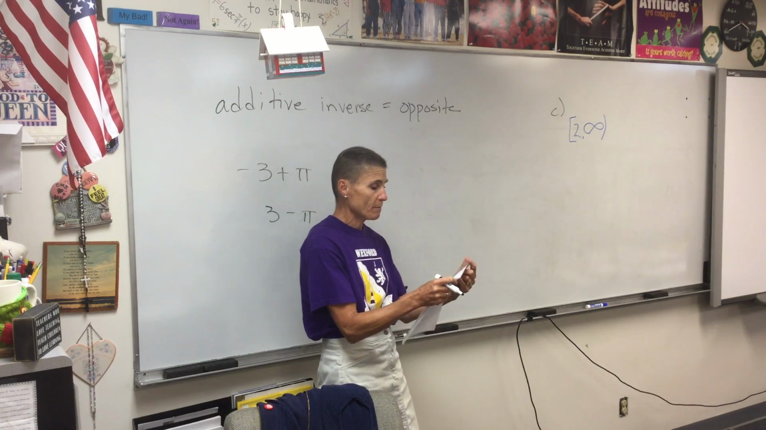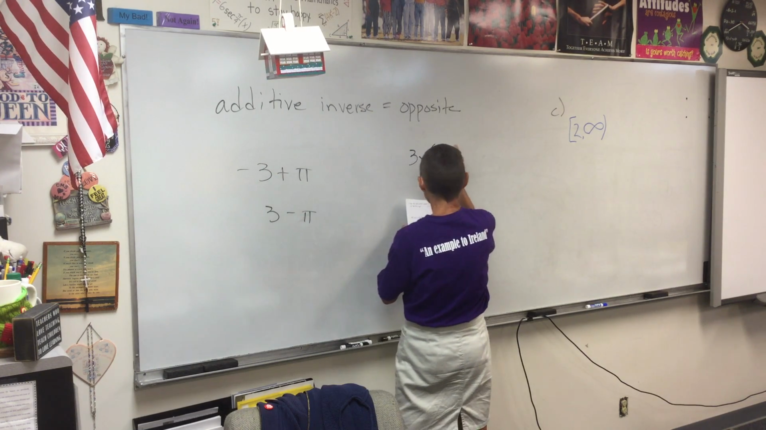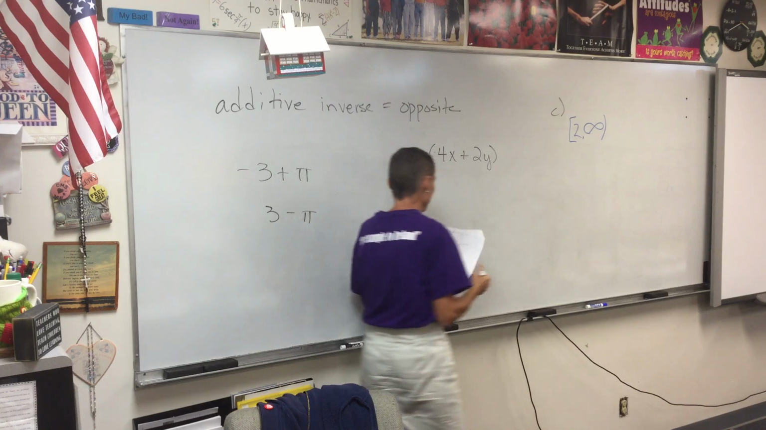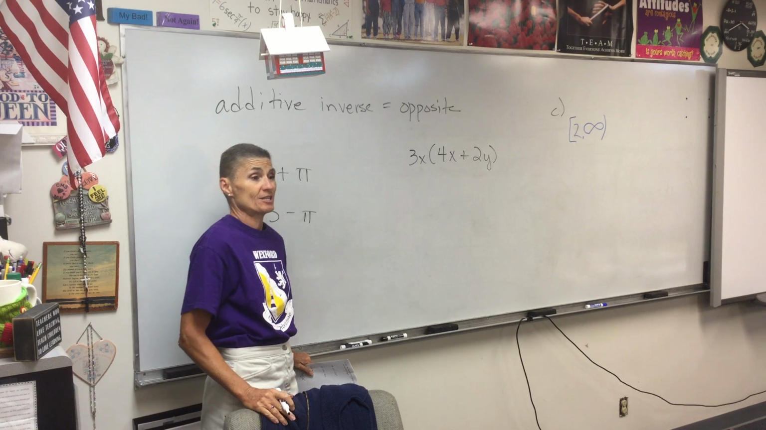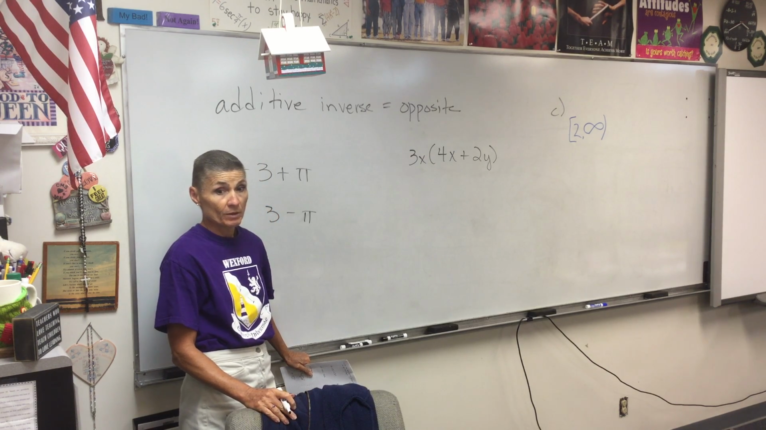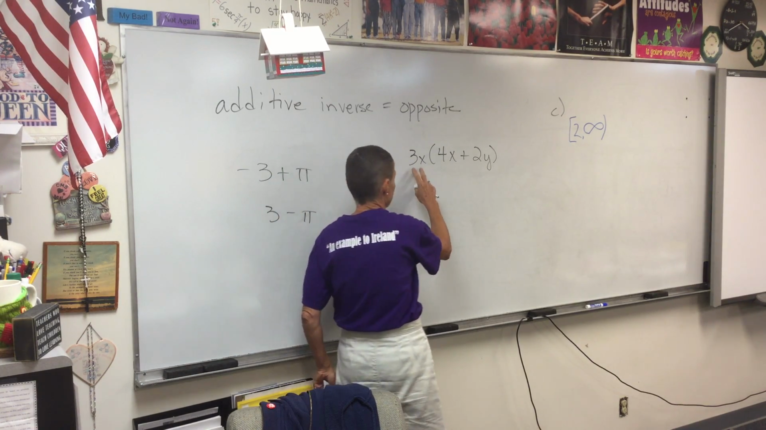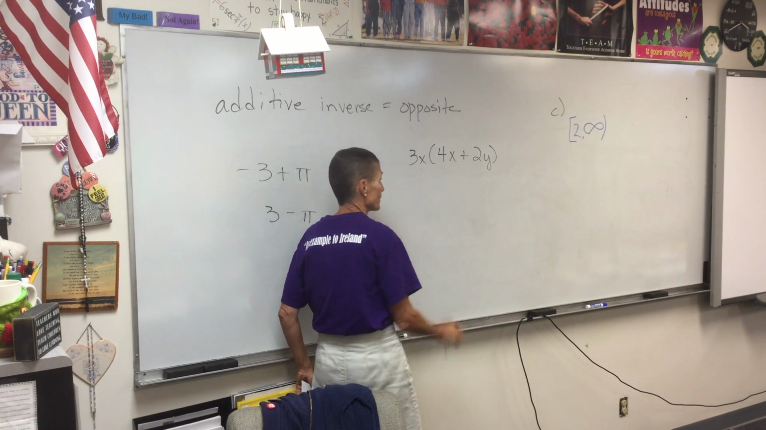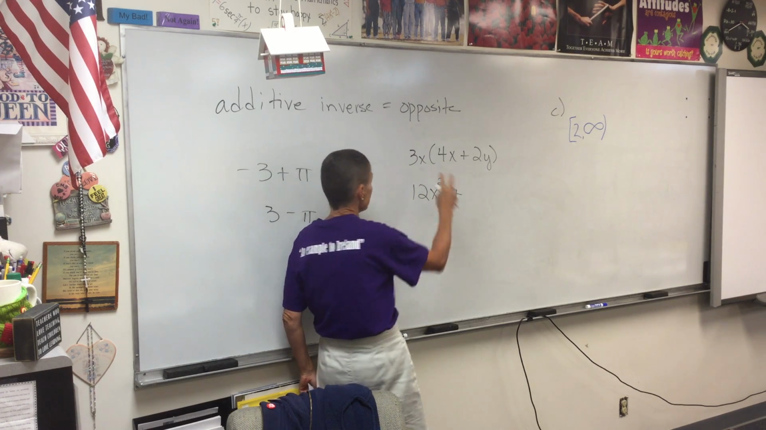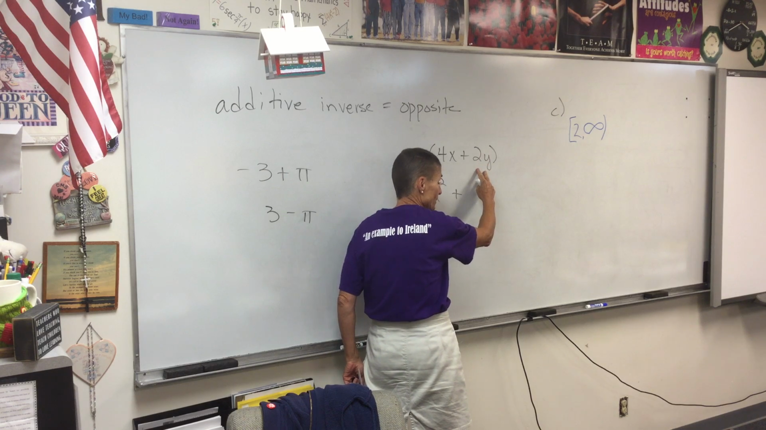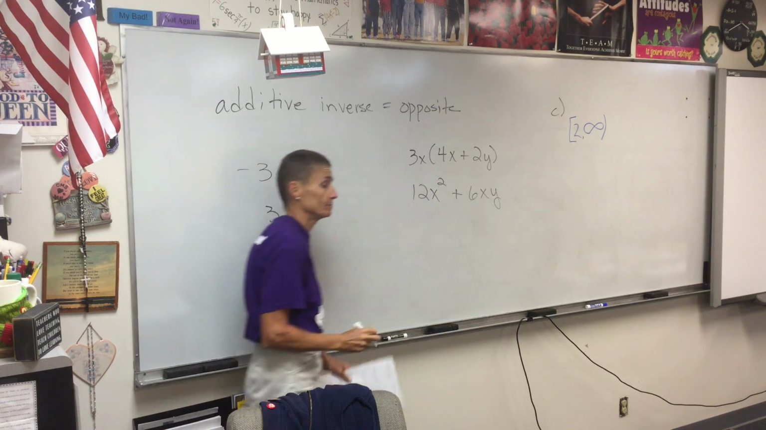All right, use the distributive property. Okay, I think we know what that is, don't we? What do we do here in problem A if we're charged with using the distributive property? We distribute, right? We multiply 3x times 4x. What's 3x times 4x? 12x squared, nicely done. But don't forget, you need to take the 3x times the 2y, which would give you 6xy. Perfect.